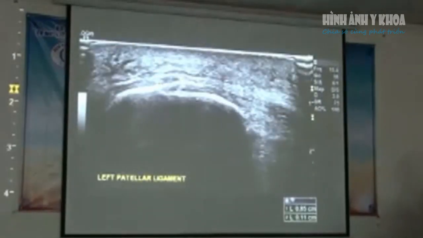So I had a look, and there was this little, what I thought was a little exophyte or enthesophyte just at the patellar tendon insertion.